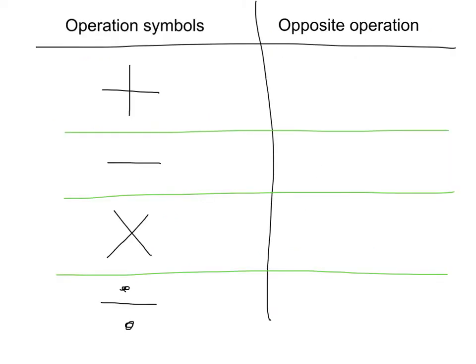Alright, before we actually start solving some one-step equations, something that we're going to need to know is our operation symbols. So we want to know the opposite operation from our operation symbols. If we have addition, our opposite operation is going to be subtraction. If we're using subtraction, our opposite operation is addition. Multiplication, the opposite is division, and division, the opposite is multiplication. That's just something to keep in mind when we solve one-step equations, and actually all equations, you're going to be using opposite operations.